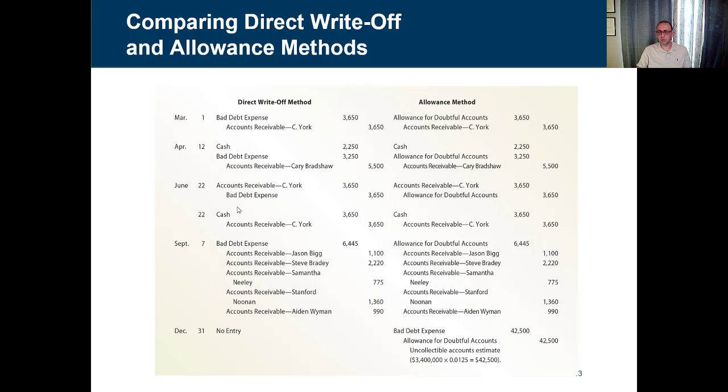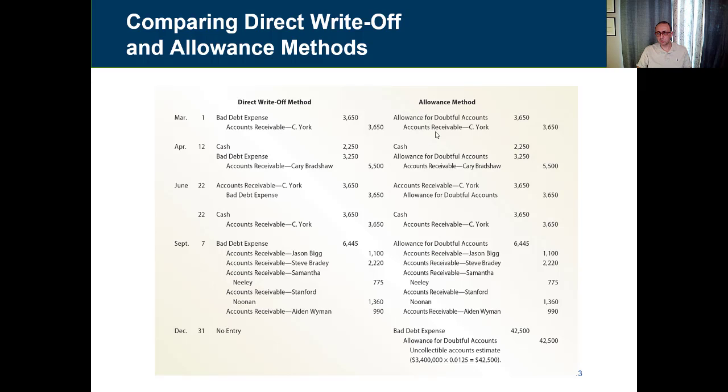Then on June 22nd, we see here a reversal journal entry for Mr. York here that actually paid off their balance. So on June 22nd, this was previously written off on March 1st, now they're paying. So what we do is that we reverse this journal entry that happened on March 1st. So we debited accounts receivable and credited the bad debt expense. And then on the 22nd, we collected the cash and we credited the accounts receivable, which is a collection journal entry.